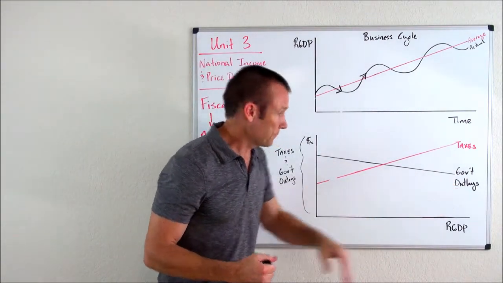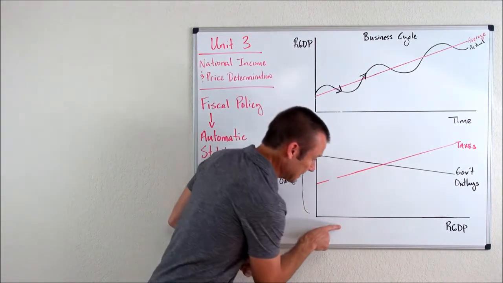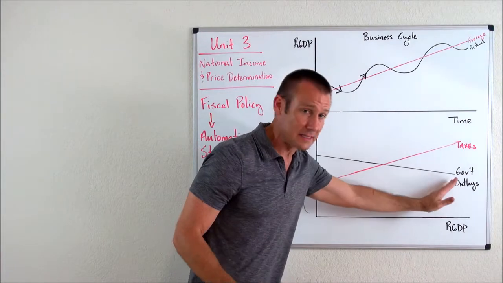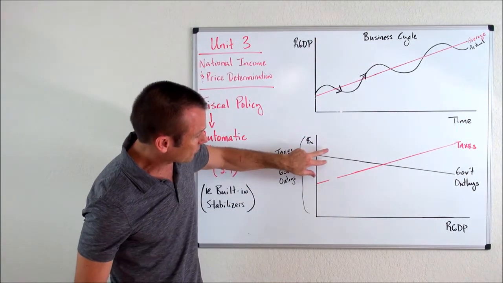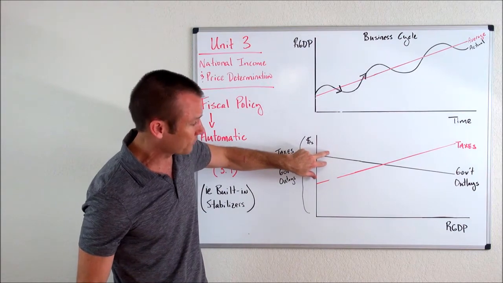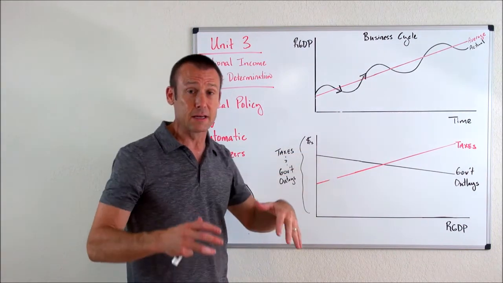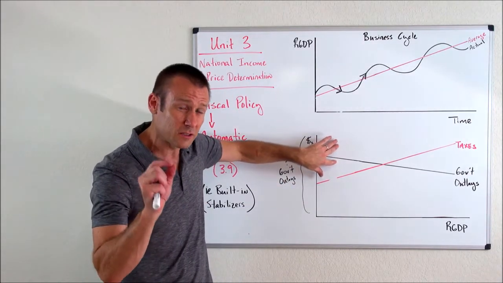Government outlays. It's the opposite of taxes when it comes to our economy. As the economy improves, government outlays actually decrease. Not by quite as much. In fact, I intentionally drew the slope of this one in absolute terms to be less than the slope of this one. I wanted this one to be a little bit steeper. Taxes change even more with the economy. Government outlays don't change as much, but they do change some.